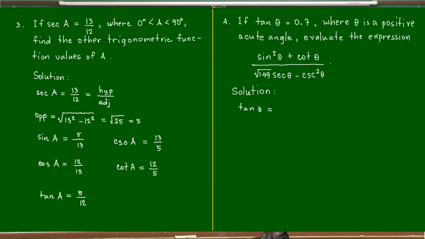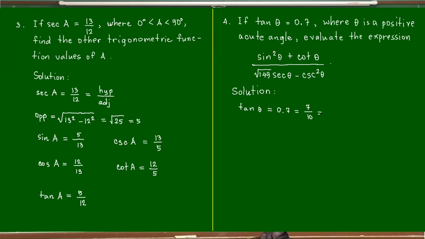That could be expressed as 7 over 10, or 0.7. We have to express this as a fraction because that is how we define a trigonometric ratio or function. So this is 7 over 10, or we can have 14 over 20 and other equivalents. But the best ratio that can represent 0.7 is 7 over 10.